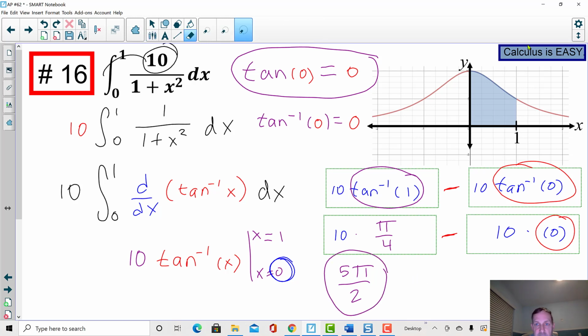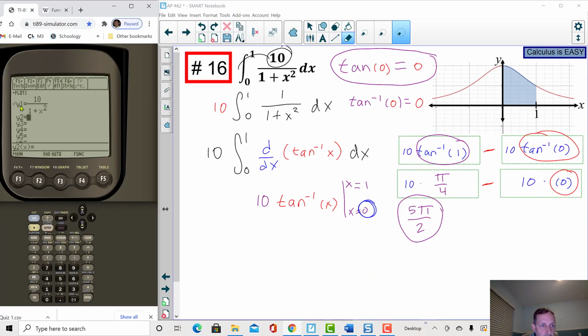Let's check that in the graphing calculator. We want to go to y1 and plug in our function, which is 10 over 1 plus x squared. Then we go to the home screen. We want to type in our integral. Our function is in y1 of x, but we want our x to go from 0 to 1. Push enter. And yes, we do get 5 pi halves.